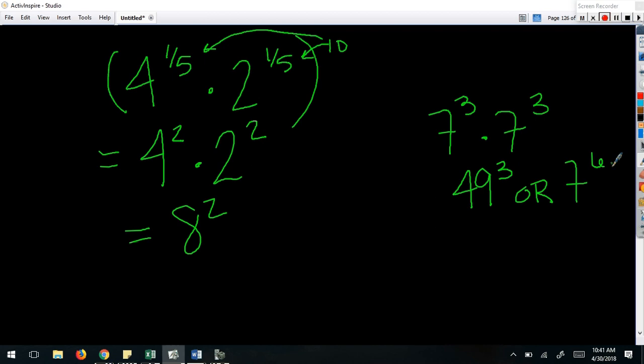But they don't equal the same thing. Yeah, they will. Put them in your calculator. They'll equal the same thing. 7 to the sixth. You can combine the base and leave the exponent, or you can combine the exponent and leave the base, since both are the same.